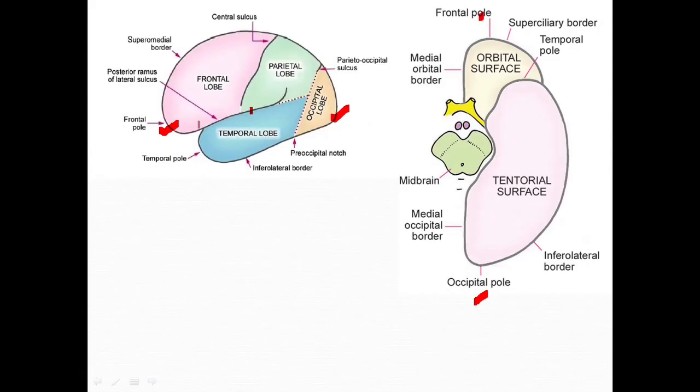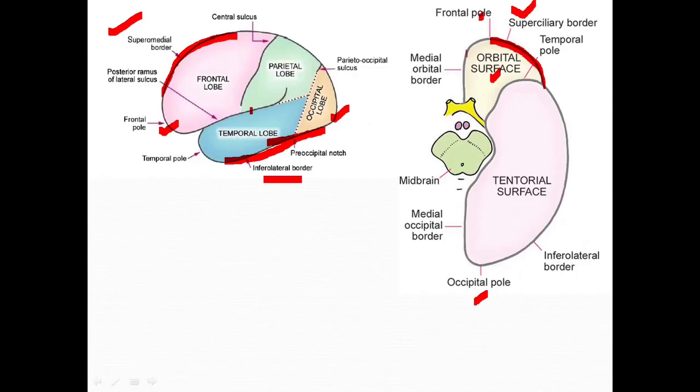A few borders can also be mentioned: the opposite medial surface and here the superolateral surface, here I can term it the superomedial border. And for the temporal lobe toward the medial side and the inferior side, I can term it the inferolateral border. You are supposed to understand that in the inferior surface, here I have an orbital surface. Toward the superolateral border, I'm going to call it the superciliary border.